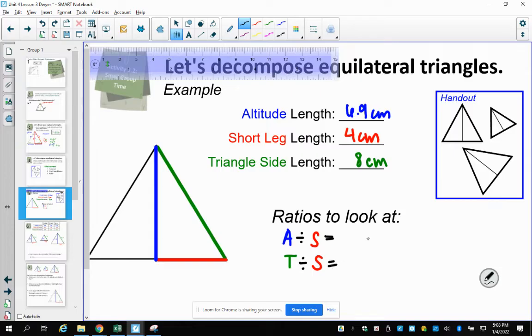So for each of those 3 triangles, measure the altitude, short leg, and the side length. In all 3, then do altitude divided by short leg and the triangle side length divided by the short leg, and look at those ratios. Then compare those and see if you can come up with a conjecture or something that you notice happening. So pause the video, get that done, then come back.